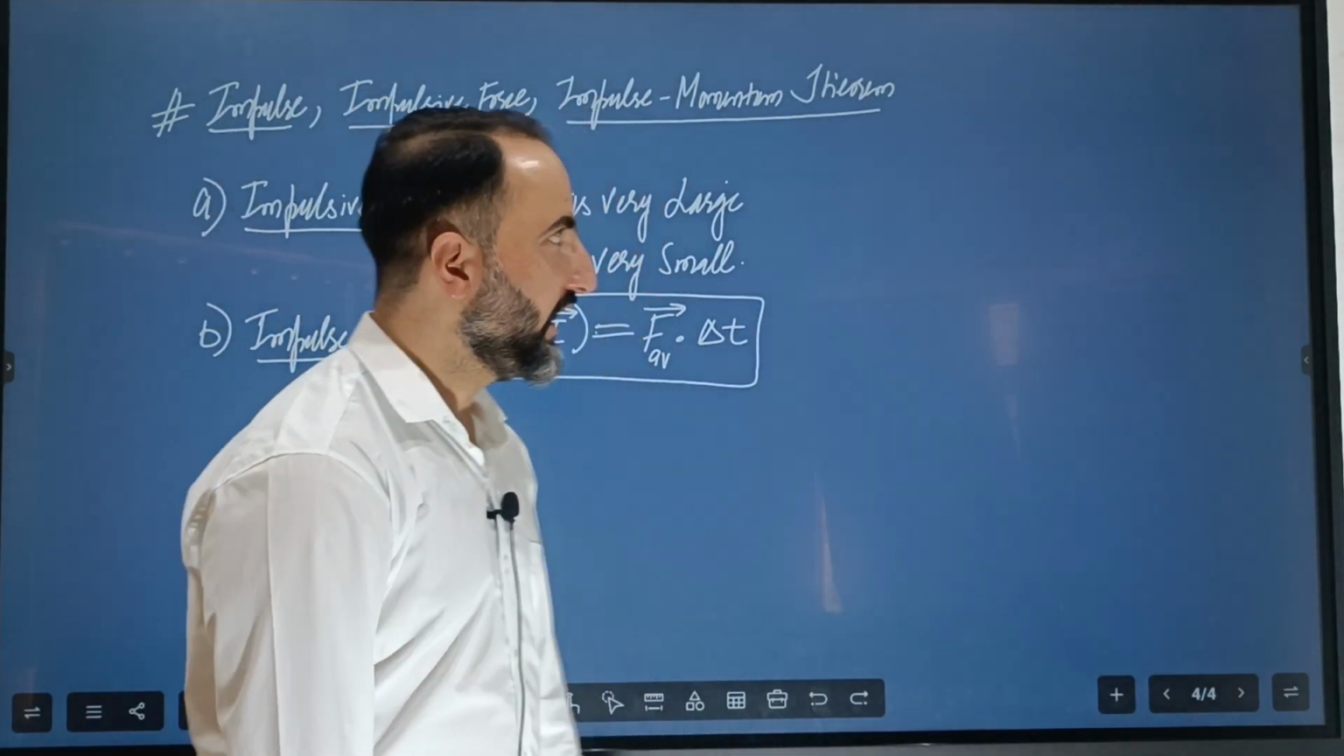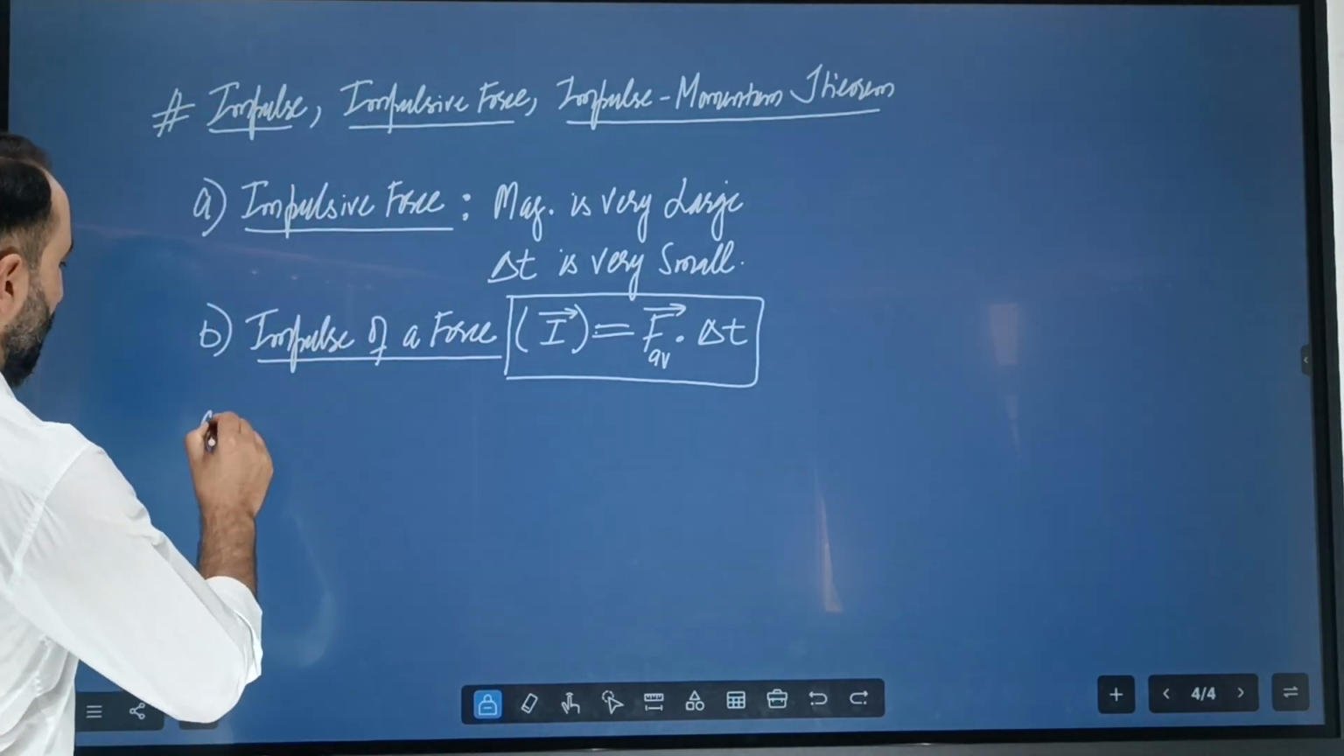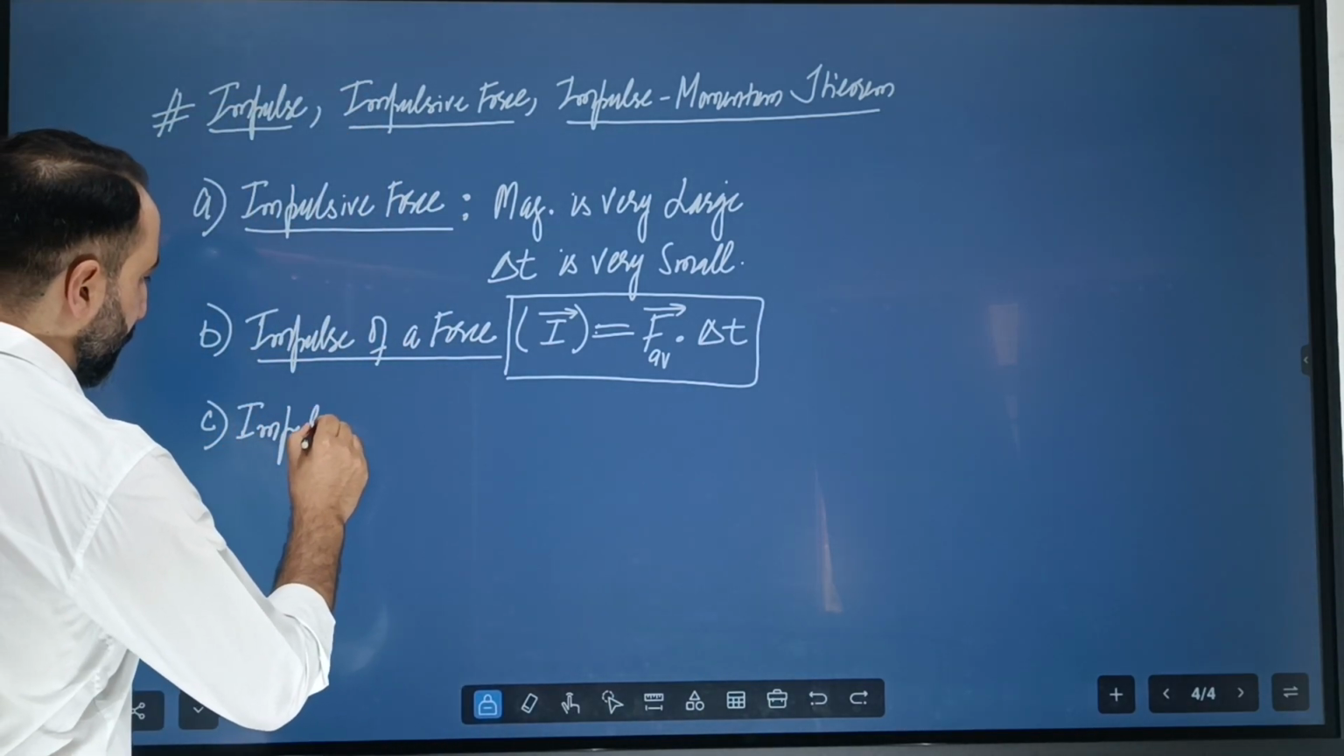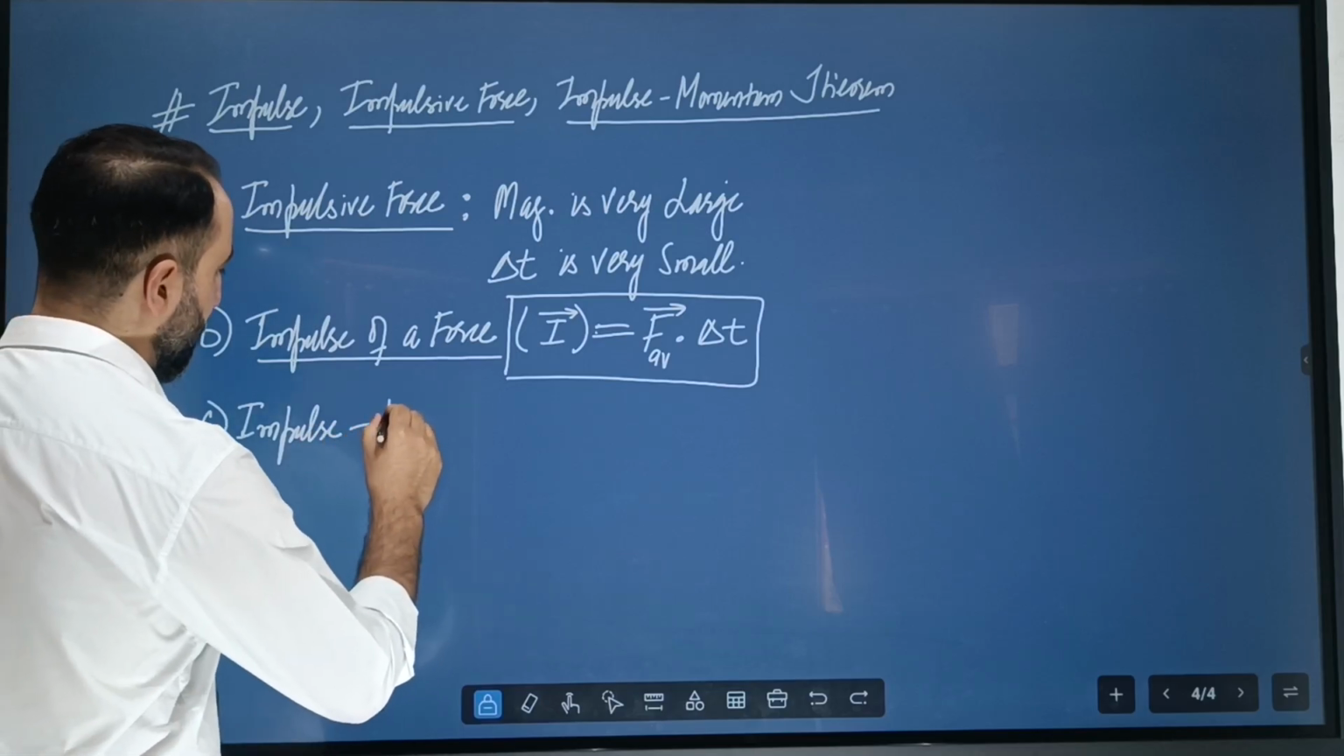Okay, simple. Next is what is the impulse momentum theorem. Impulse momentum theorem.